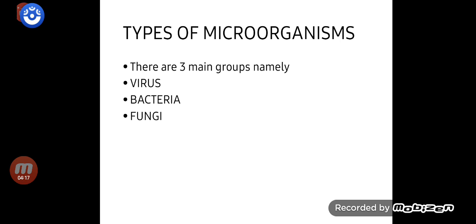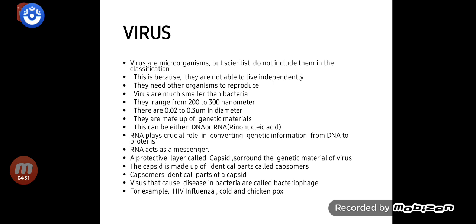Types of microorganisms. There are three main types of microorganisms, namely virus, bacteria, and fungi. We will explain each one by one. Let me start explaining viruses. Viruses are microorganisms, but scientists do not include them in the classification. This is because they are not able to live independently. They need other organisms to reproduce.